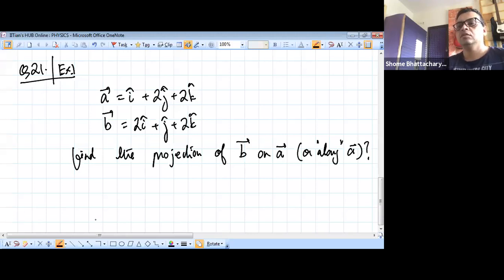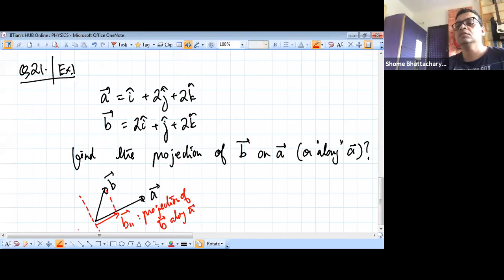So basically, if this is the vector E and this is the vector B, then what we have to do is we have to find out this one. This is the projection of B along A or on A or parallel to A or any of these things that it is. Okay, so this is theta.